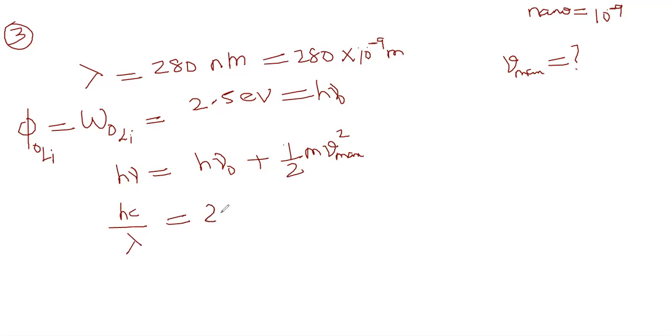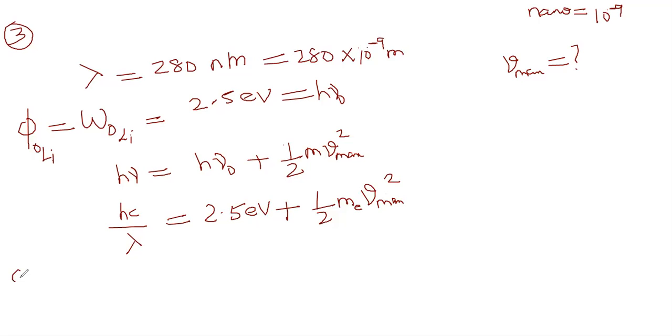Write it as it is here, electron volts, plus half m, where m means mass of electron. Understood that? I'm writing a small script m here. Now this Hc by lambda has a problem. If you do Hc by lambda, you will get the answer in joules. What did I tell you that day? You have to divide by 1.6 into 10 power minus 19. Then it will convert into electron volts.